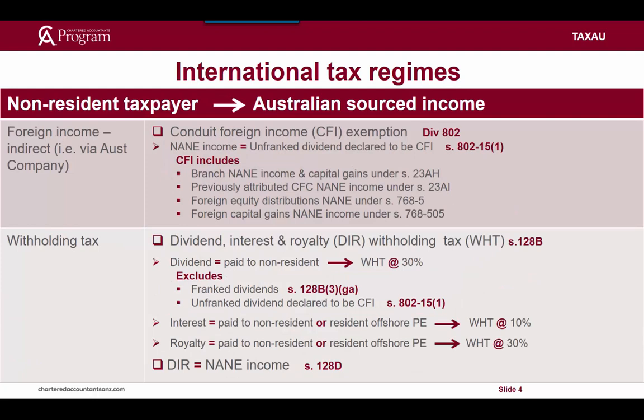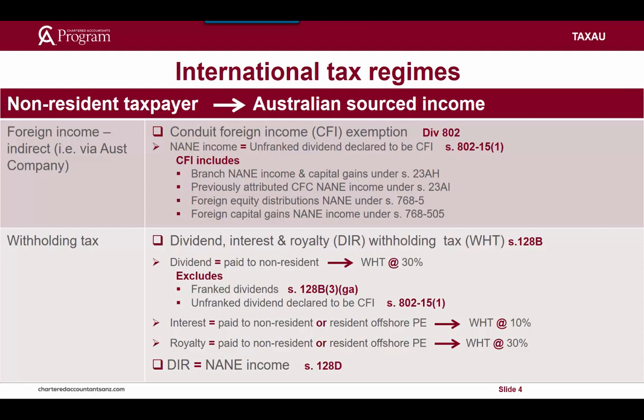There are two international tax regimes that apply to non-residents covered in your learning materials. The first regime is the Conduit Foreign Income, or CFI rules, in Division 802. These rules ensure that foreign income ultimately derived by foreign residents, but which is channeled through an Australian company, is not subject to Australian tax. CFI income is non-assessable, non-exempt income and not subject to withholding tax under Section 802-15, subsection 1.